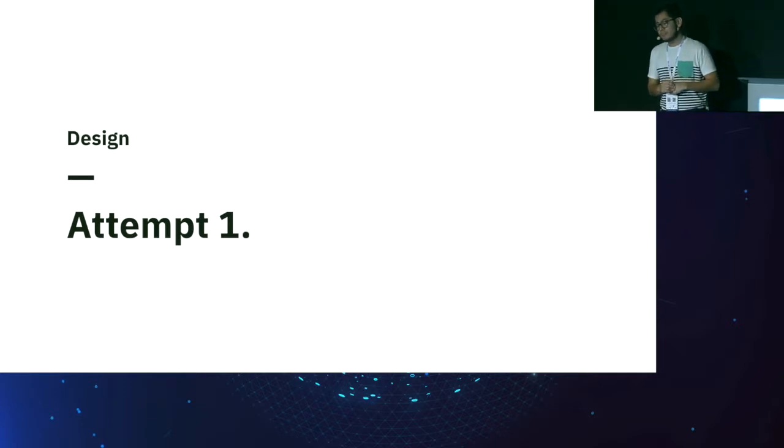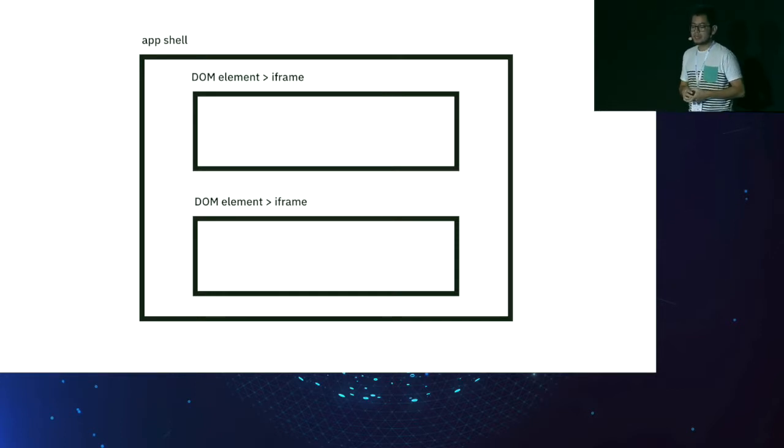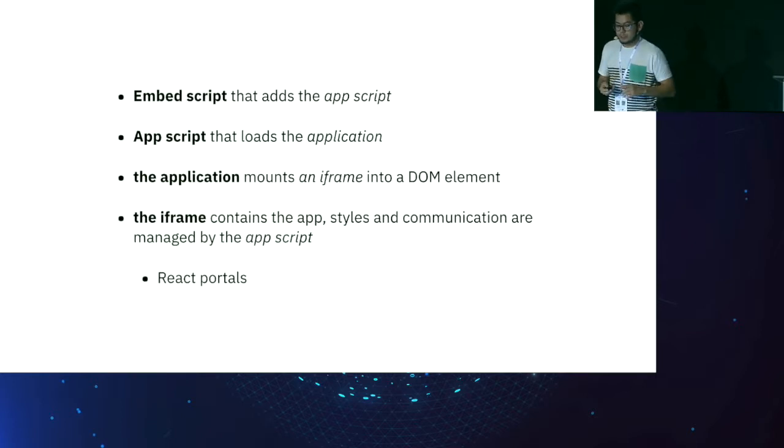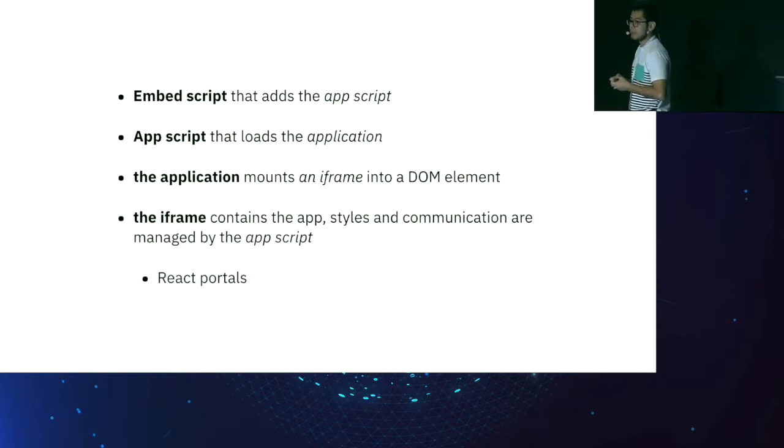So the first attempt, just picture this. We have what we call the app shell, which will be the application. And the application will mount in the selected DOM element that we saw in the snippet, an iframe. If we see how it will work, it's simply that I have the embedded script, which will load, the application will start, the application will mount, or we create an iframe into the selected DOM element. And the iframe will contain the DOM elements, but all the logic, all the styles, and communication will be managed by the app shell. Sorry, I put app script, but it's app shell.